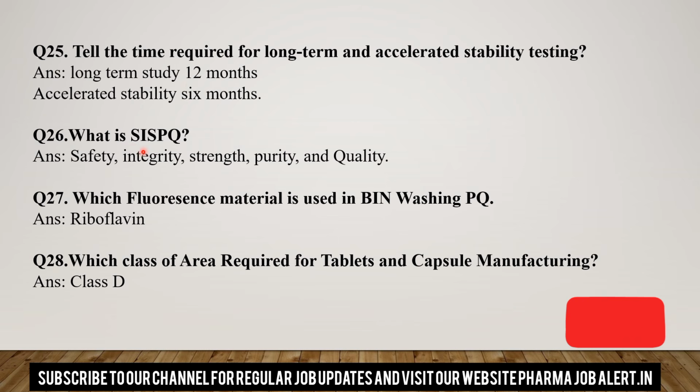So what is SISPQ? S means safety, I means integrity, S for strength, P for purity and Q for quality. So which fluorescent material is used in bin washing PQ? Riboflavin is used. Which class of area is required for tablets and capsule manufacturing? Friends, class D is required.